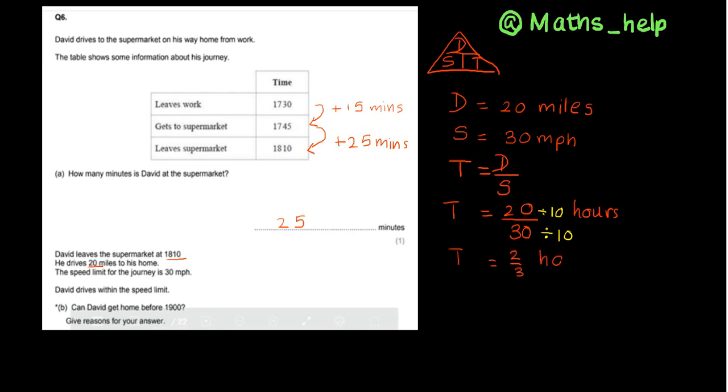So to convert, I need to see how many minutes this would be. To convert hours into minutes, we just multiply by 60. So we do 2/3 times 60.